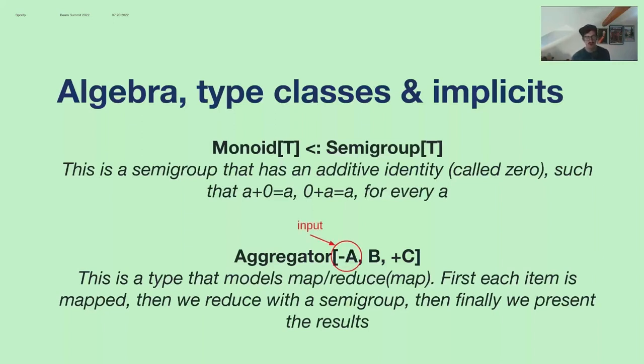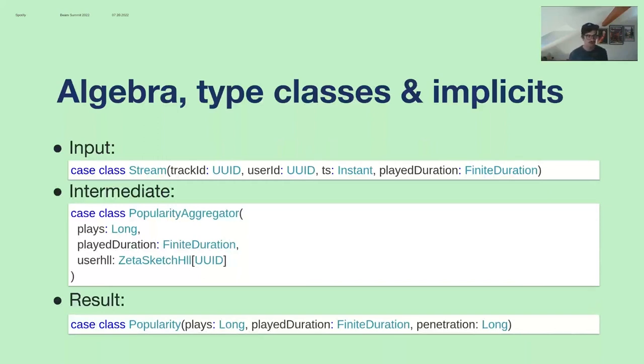Here is the signature. The type A is the input. The B will be the intermediate step type where we do the reduce. And the C would be the result of the aggregator. So basically, in our case, the input would be the stream. The intermediate step will be this popularity aggregator, which will aggregate on the plays as before, the play duration as a finite duration, and then we'll use the user HyperLogLog with the Zetasketch implementation. And the result will be actually just the transformation where we take the approximate count from the HyperLogLog and we put it in the popularity as a long value.